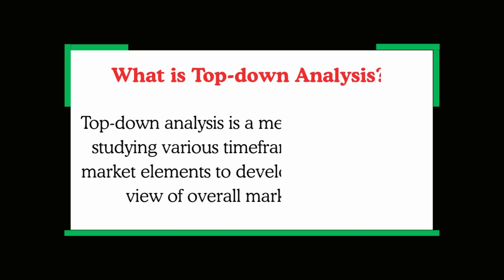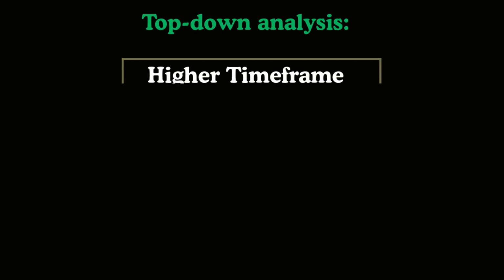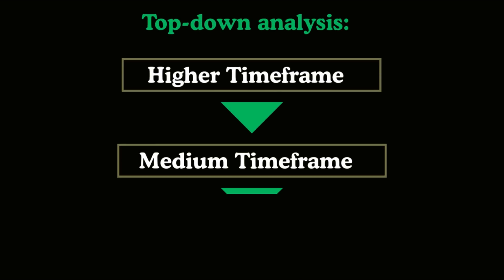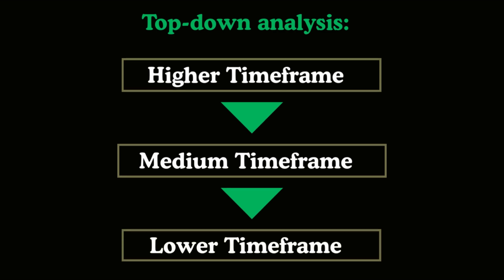So, what is top-down analysis? Top-down analysis is a method that involves studying various time frames and broader market elements to develop a well-rounded view of overall market behavior. It's a method that blends multiple time frame analysis with various market factors to achieve a complete picture of overall market behavior. Beginning with the higher time frames and narrowing down to the finer levels helps us capture the broader market trend and highlight key zones across all stages.